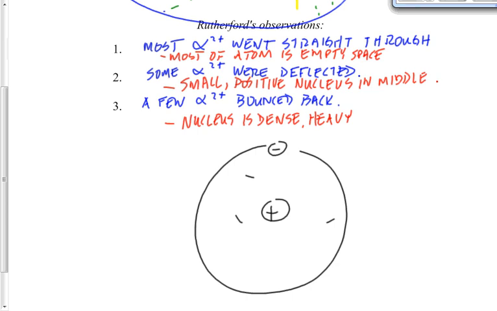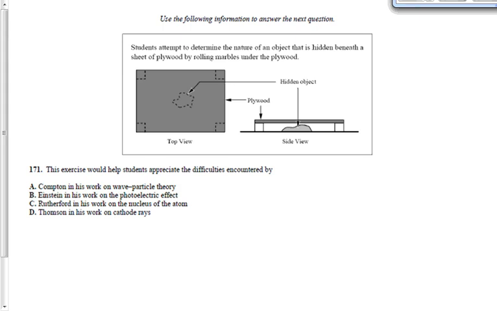Yep. Guys, let's take a look at one example here, okay? And then if you have any time left, we'll give you a chance to work on the 3 practice problems you have for homework. It says, students attempt to determine the nature of an object that's hidden beneath a sheet of plywood by rolling marbles under the plywood. So you're looking at it from above, and then from the side, and you're rolling marbles, and there's something underneath there. Okay, there's a hidden object there. We don't know what it is, but there's something there.